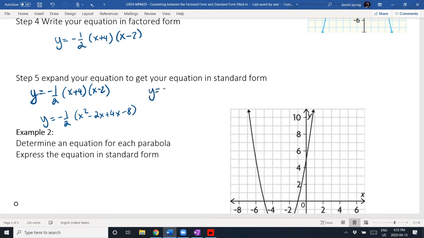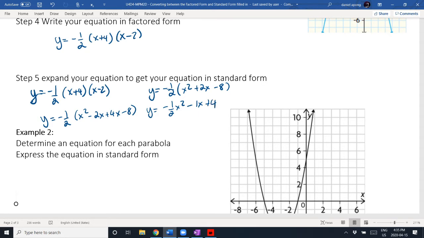So you have y is equal to negative 1/2. And then inside this bracket here, we have x squared, and then negative 2 plus 4, that's going to be plus 2x minus 8. And now what we can do is multiply this negative 1/2 into each of these terms. So when we do that, we're going to get negative 1/2 times 1x squared, so it's going to be negative 1x squared. We have negative 1/2 times 2, which is actually going to become negative 1x, and then negative 1/2 times negative 8, which is going to become plus 4.